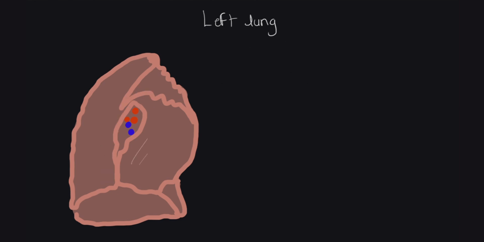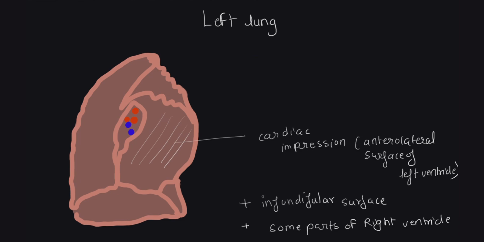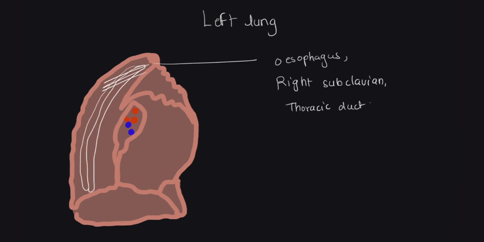Then we can also find the impressions of... okay, what was that? Lastly, the impression of the esophagus, the right subclavian vein, and the thoracic duct. So more posteriorly, these are the relations.